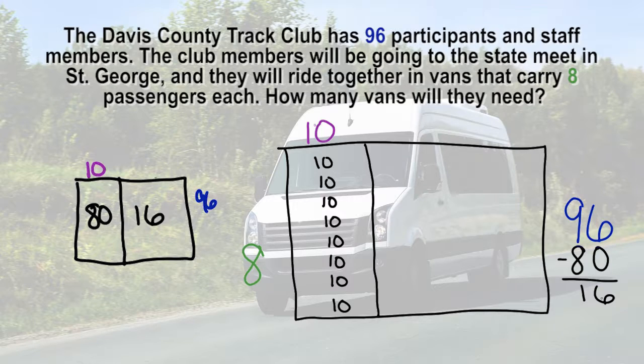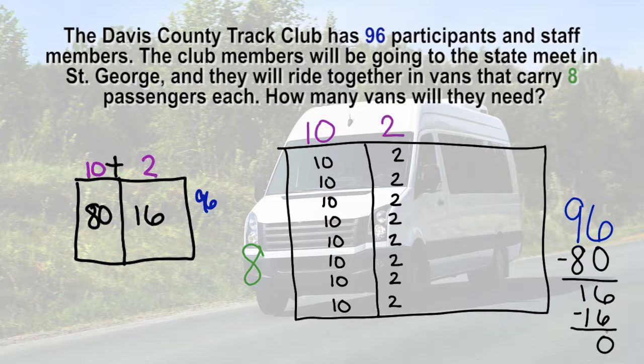Notice each group can get 2 more, so on my open area model, I place 2 at the top of my next column, and I multiply 8 times 2, which equals 16. When we subtract 16 from the 16 left in my dividend, we now have 0 people left, so I have completed the division. Add the partial quotients, and notice that 10 plus 2 is 12. 12 is the missing factor, as 12 sets of 8 will equal 96. 12 vans will be needed to transport the track club and its staff.